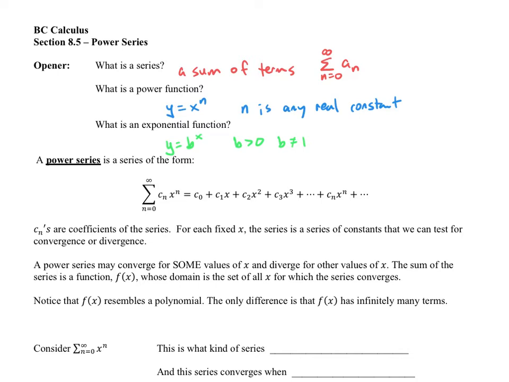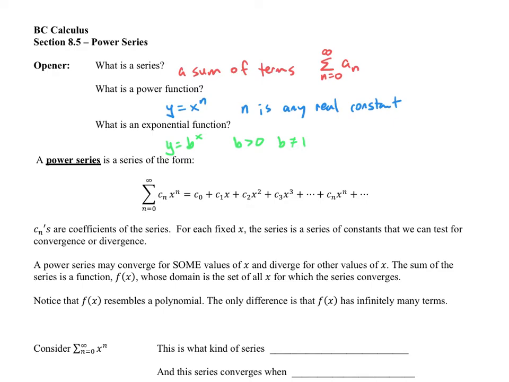Now, a power series can converge for a certain number of x's. Could be just one value, it could be multiple values, or diverge for other ones. And that is going to be our primary goal, is to figure out which x's cause it to converge versus diverge. The sum of the power series is what it would converge to.